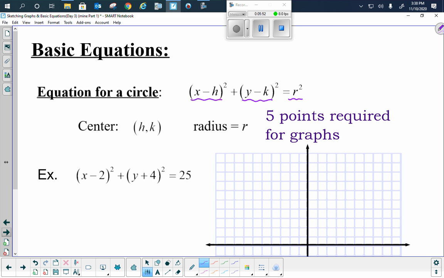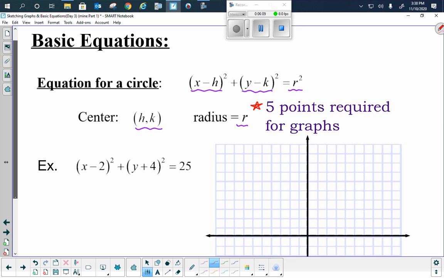Okay, where the center is (h, k), the radius is r, and for my class, 5 points are going to be required for graphs of circles. So anytime you know it's a circle, you must have 5 points.